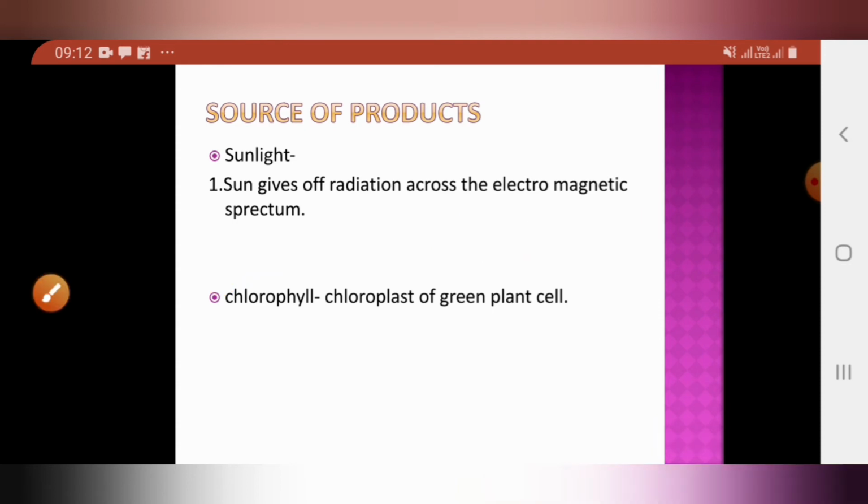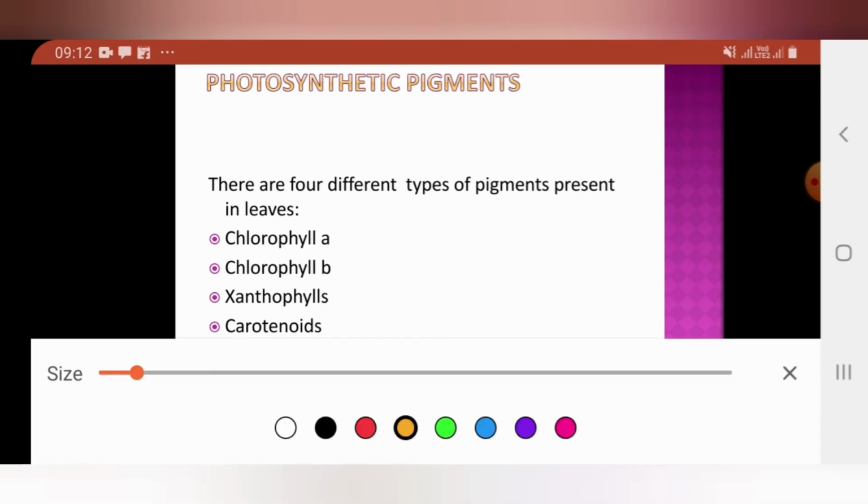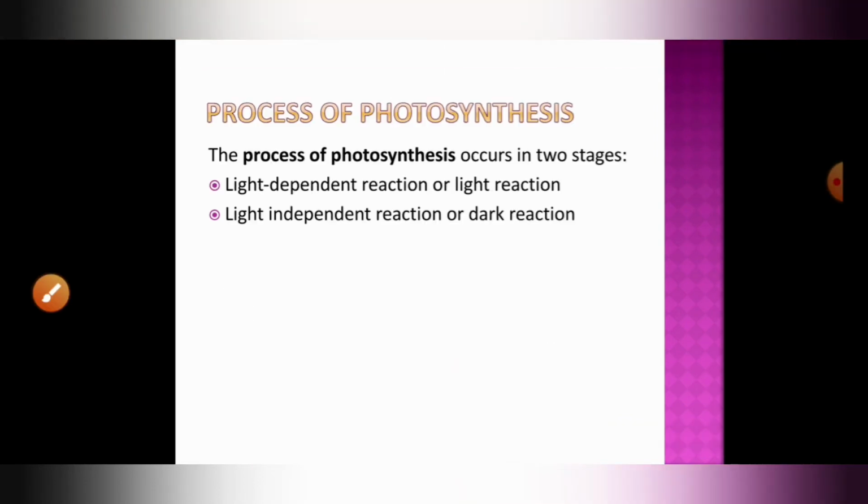Okay, let's move on. There are 4 photosynthetic pigments present. One is chlorophyll A and B, which are green in color. Xanthophyll is yellowish in color. Carotenoid is orangish in color. The most important part of photosynthesis is that there are generally 2 processes: one is the light dependent reaction or light reaction, and another is the light independent reaction or dark reaction. I will discuss these 2 processes elaborately in my next video.